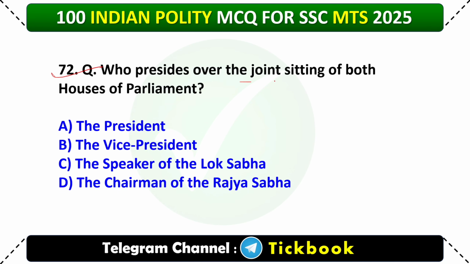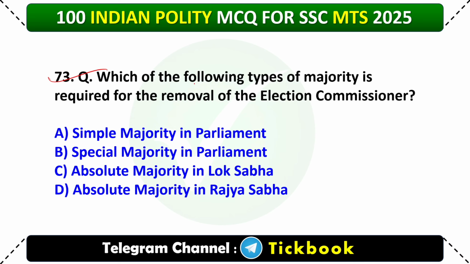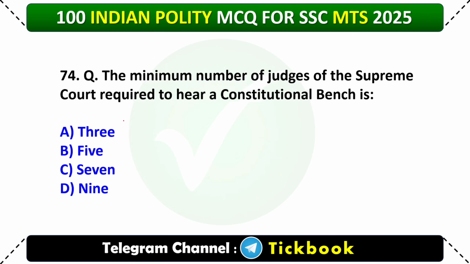72. Who presides over the joint sittings of both houses of Parliament? Option number C, the Speaker of the Lok Sabha. 73. Which of the following types of majority is required for the removal of the Election Commissioner? Option number B, special majority in Parliament.